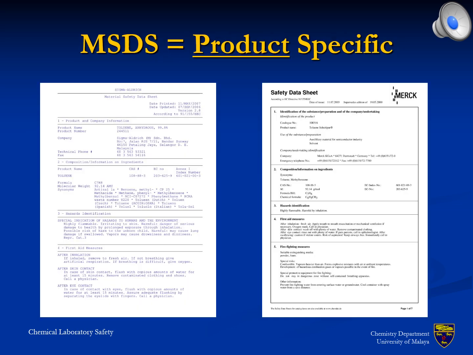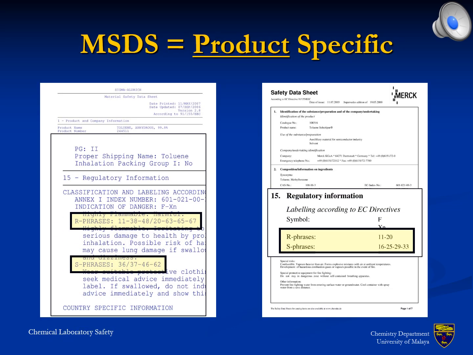MSDS are product-specific documents. This means that the hazard rating of products from different manufacturers can differ from each other. The reason can be impurities, which account for particular hazards. Because of this, the MSDS files for all products should be available at the lab. The supplier is required by law to provide the MSDS together with the chemical.